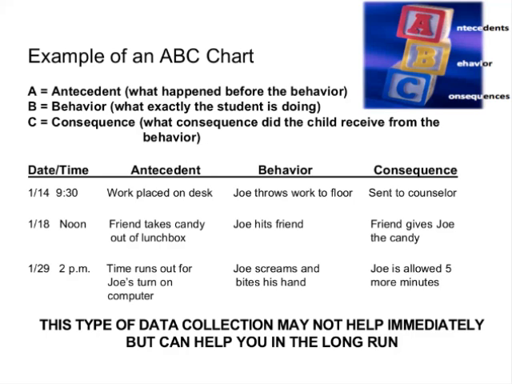You're in the lunchroom. It's noon, and you see that Joe hits the guy next to him. Well, what happened right before then? Well, the friend took out some candy from his lunchbox. Joe hit him. What happens? Well, the friend feels bad, and he gives Joe the candy. Okay. Next example. You say, okay, Joe, it's time to get off the computer. Oh, he screams, and he starts biting his hand. So what's the consequence? You say, okay, all right, you got 5 more minutes on the computer. All right? So taking this data, these are just examples, but it might not help you immediately in the situation, but it can help you in the long run when you go back and examine it, okay?